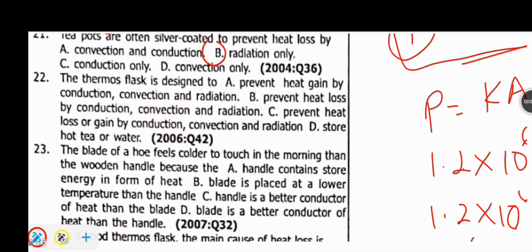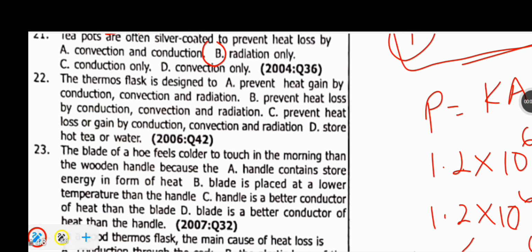The thermoflask is designed to, now what's the function of a thermoflask? It's to prevent heat loss or gain. Don't forget, it's not only to prevent heat loss, it's to prevent heat loss or gain. And there are 3 modes there: conduction, convection, and radiation. So you need the one that covers both heat loss and heat gain. This one, to prevent heat loss or gain by conduction, convection, and radiation. So the answer is C.